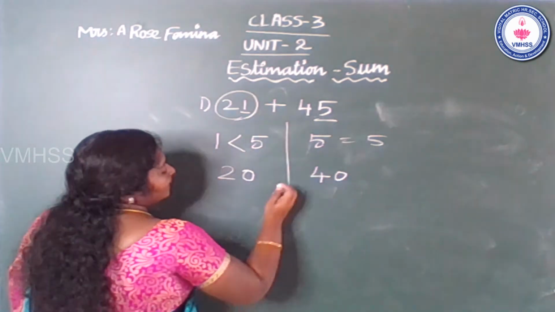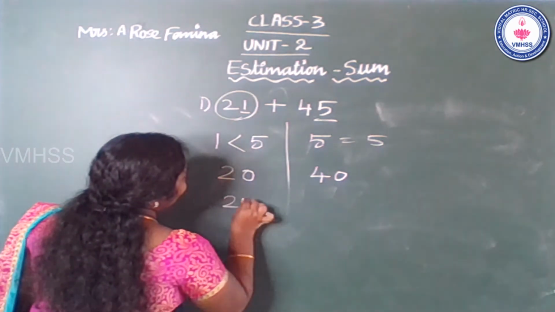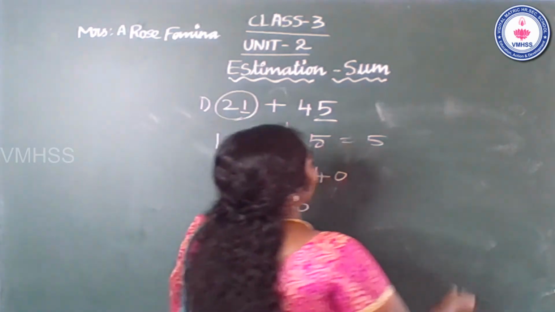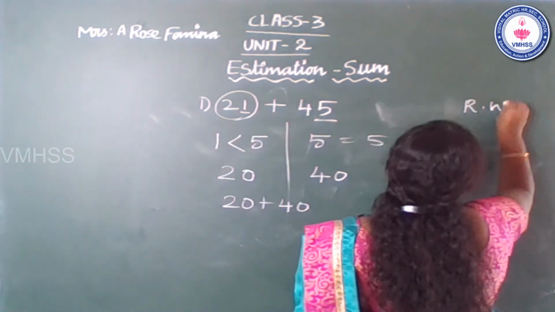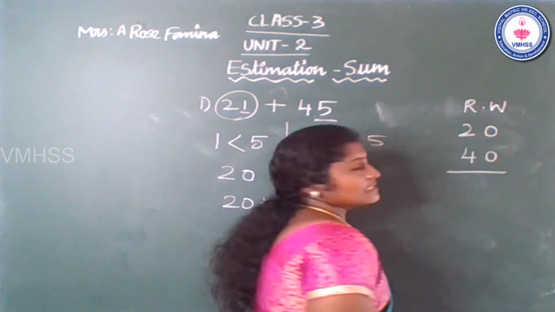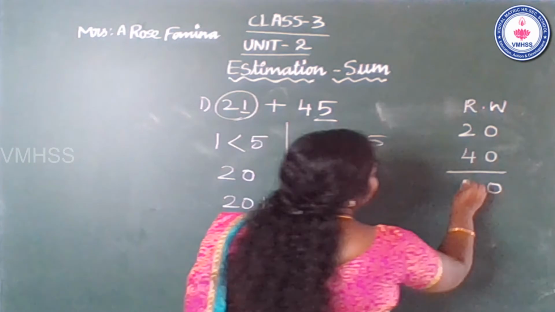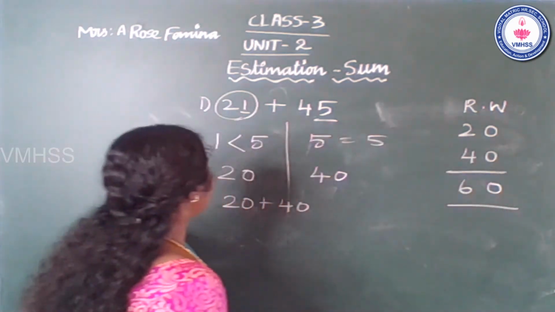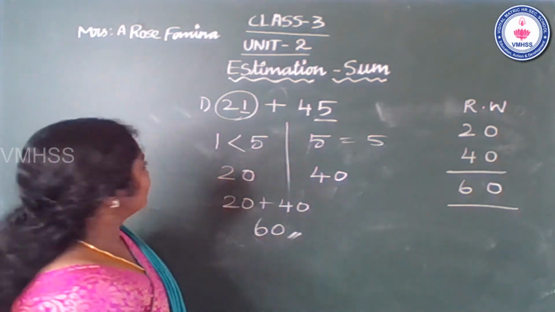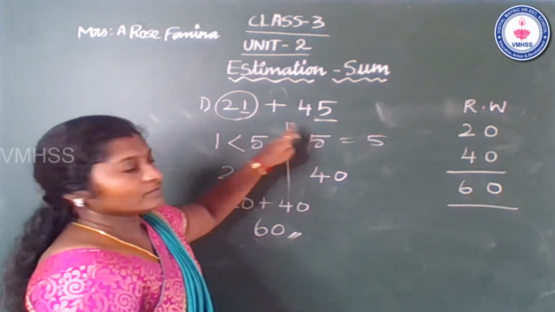So now we round up the values, then we add. 20 plus 40. Okay, ma'am? So you see that notebook place. 20 plus 40. So 0 plus 0 is 0. 2 plus 4 is 6. Now we get the answer 60. Okay, students? The question is 21 plus 45.